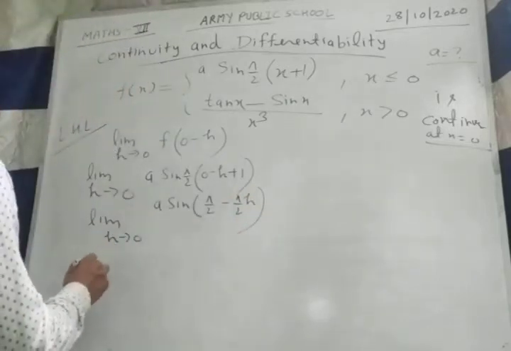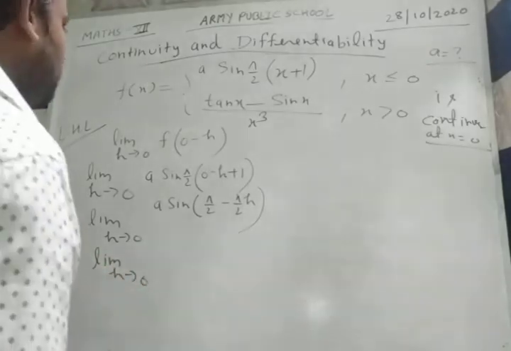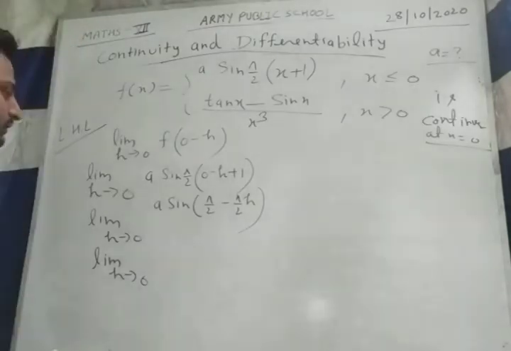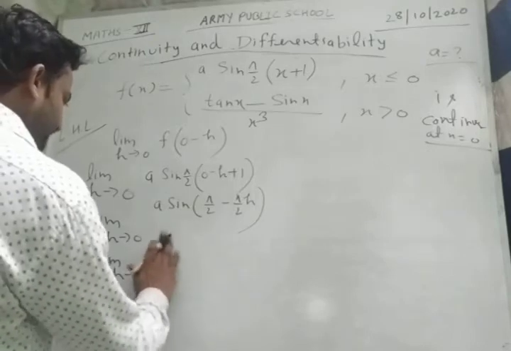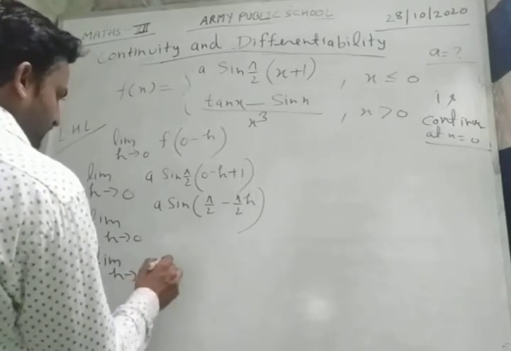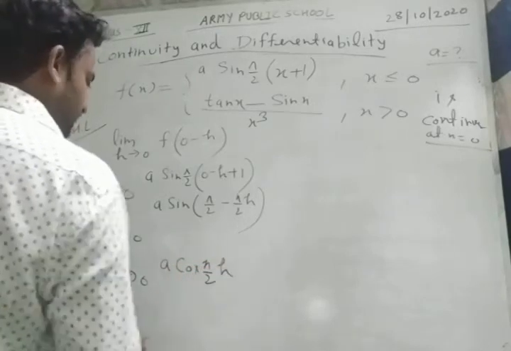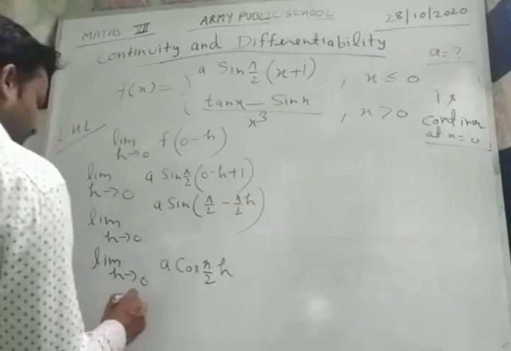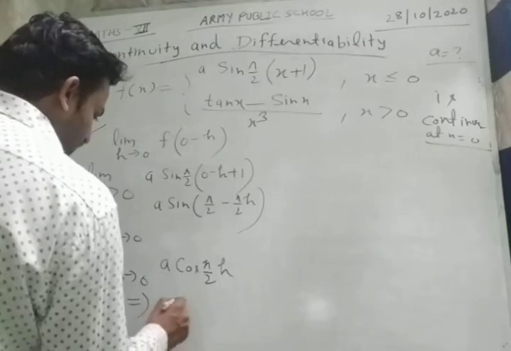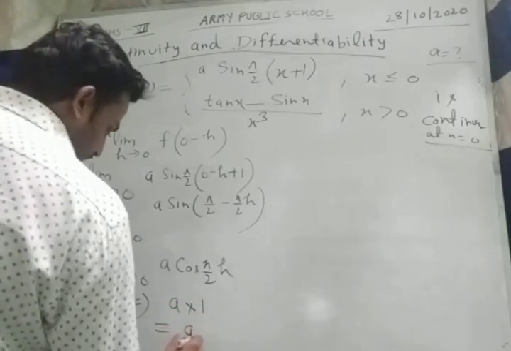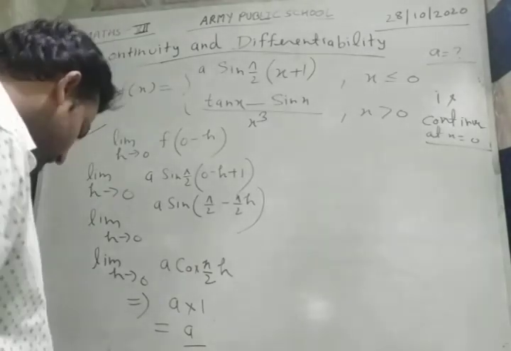So we write limit h tends to 0, sin 90 minus theta is cos theta, so a cos theta, and when we put the limit h is 0, cos 0, so a into 1, so left hand limit is 1. Sorry, left hand limit is a.